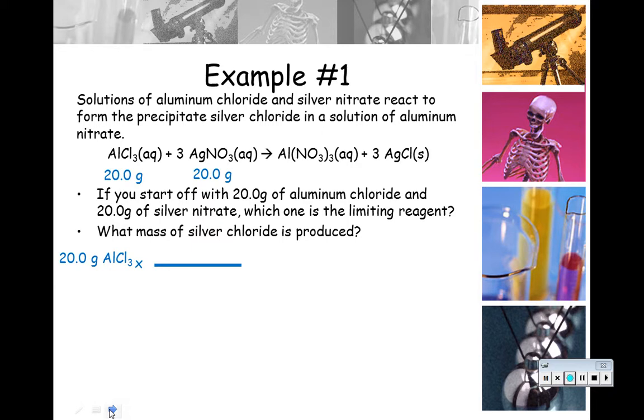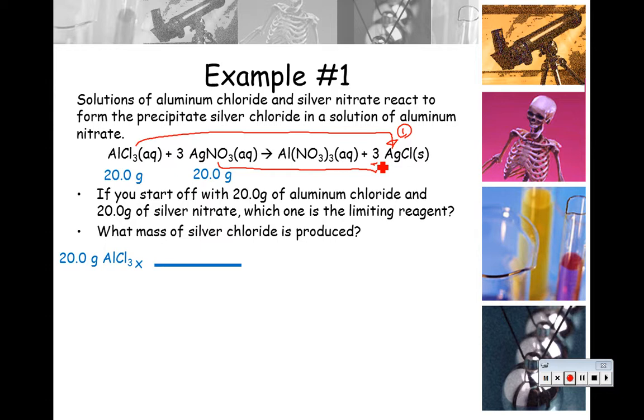So if I were to draw my path, my first prediction is going to go from aluminum chloride to silver chloride. My second prediction is going to go from silver nitrate to the same exact product. You have to predict the same type of product. You can't just say, I'm going to go from aluminum chloride to silver chloride, then use silver nitrate to go to something else. No. They both have to predict the same thing.